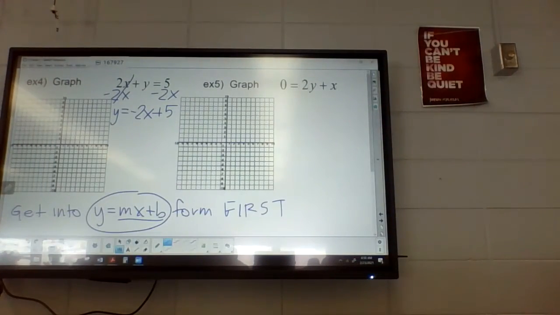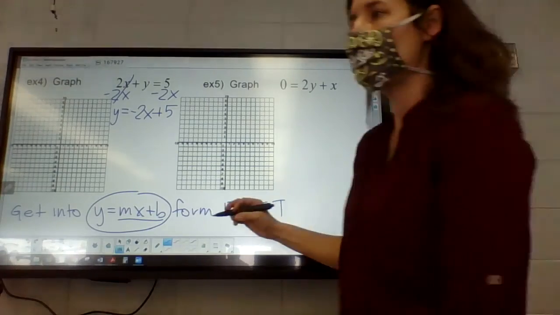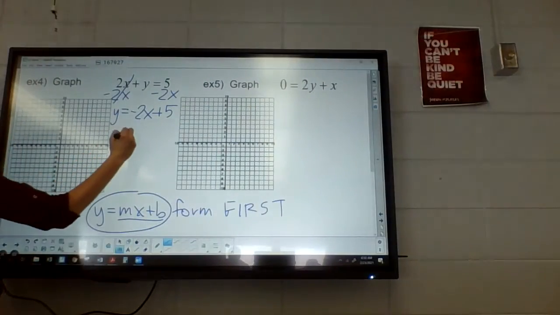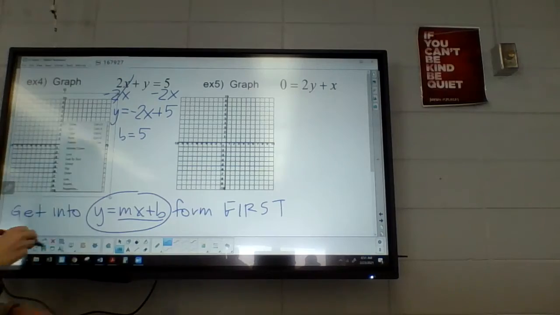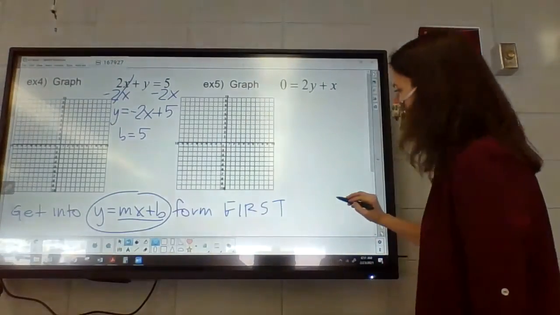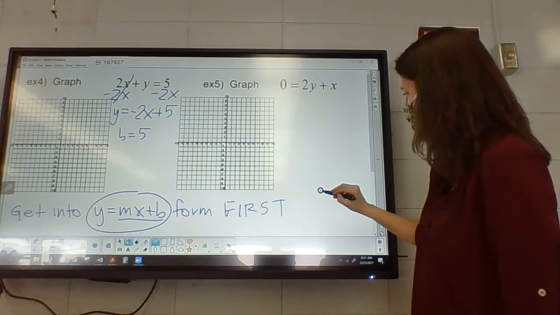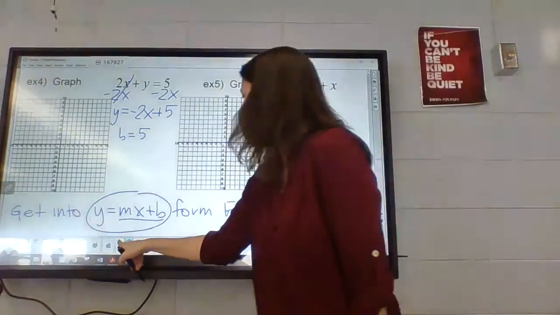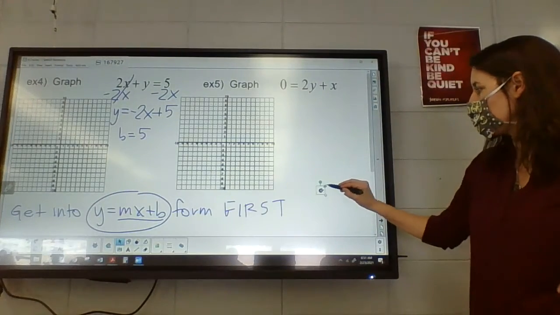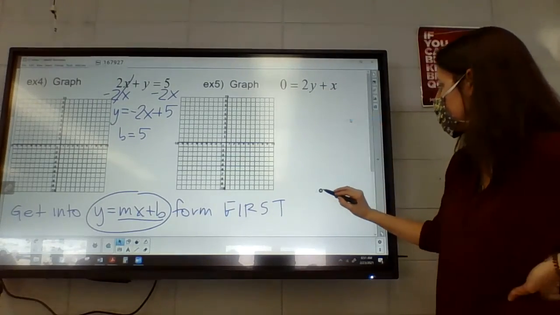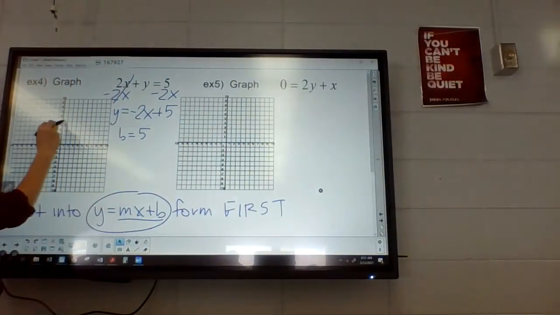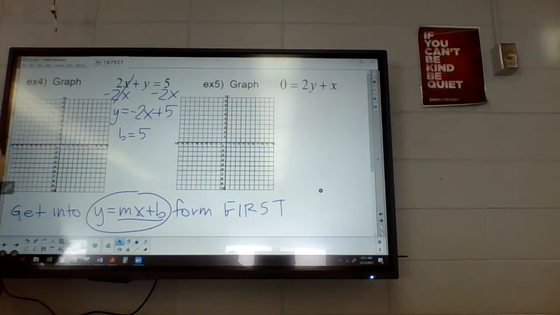So I have to do a little bit of work before I start here. So what's our b in this case? 5. B is 5. Positive 5, very good. So we'll go to 5, and then we'll start there, and then we'll do our slope.